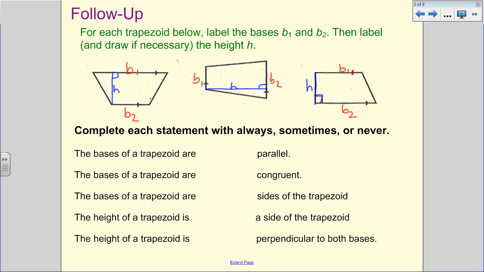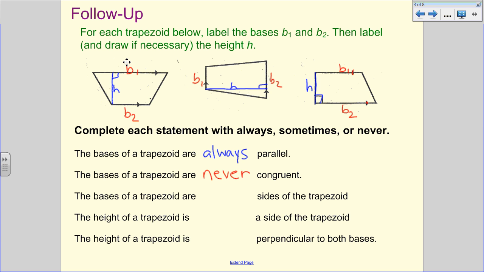Now we're supposed to fill this in with always, sometimes, or never. It says the bases of the trapezoid are blank parallel. Are they always, sometimes, or never? Well, this is always. That's the easy way to find base 1 and base 2: they're the two sides marked parallel to each other. The bases of the trapezoid are blank congruent. Bases can never be congruent, because that would mean the sides connecting them would be parallel. So this is never.